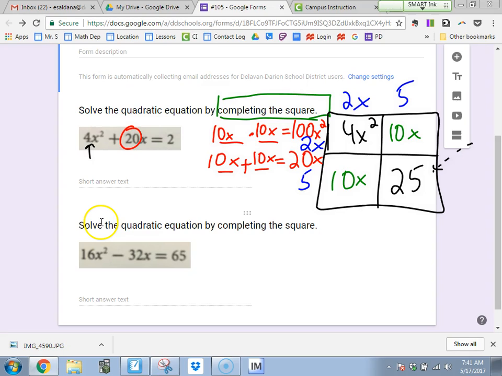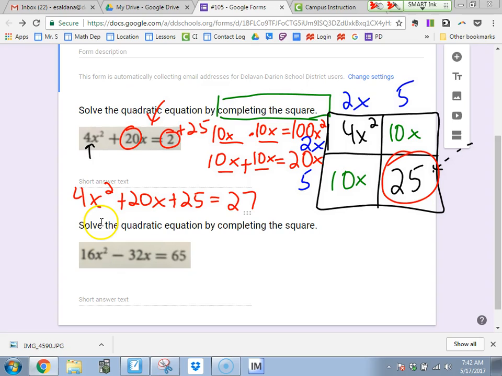What I neglected to do, really important that we do when we're completing the square. Notice that here I didn't have a 25, right? I didn't have this part that I was kind of adding to this problem. So I need to add 25 to the left side. So now it becomes 4x squared plus 20x plus 25. But if I add it to the left side, I have to be fair. I have to also add it to the right side. So the 2 that's already there plus 25 gives me a total of 27.